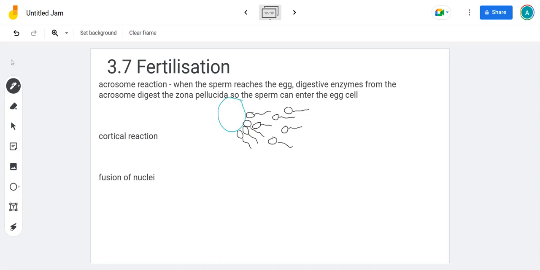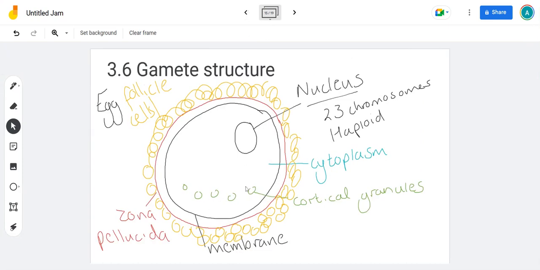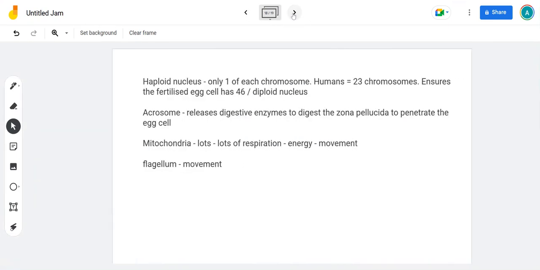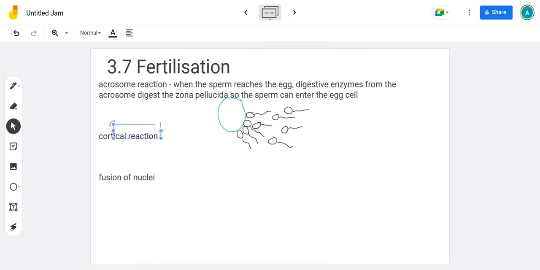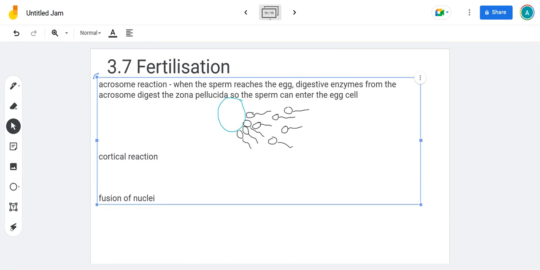And therefore, what happens is we get the cortical reaction. So the cortical reaction comes from, if we look at our diagram of our egg cell, these cortical granules just here. Those cortical granules are going to be released from the egg cell, and make the zona pellucida get harder and thicker so that no more sperm cells can get in.